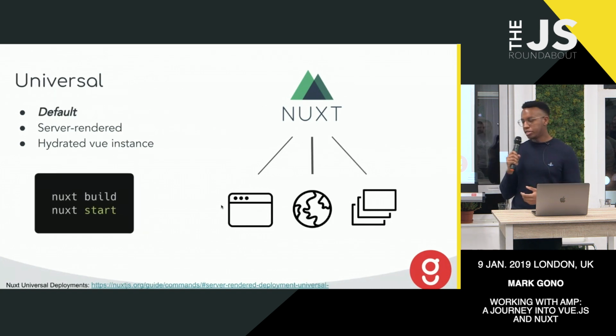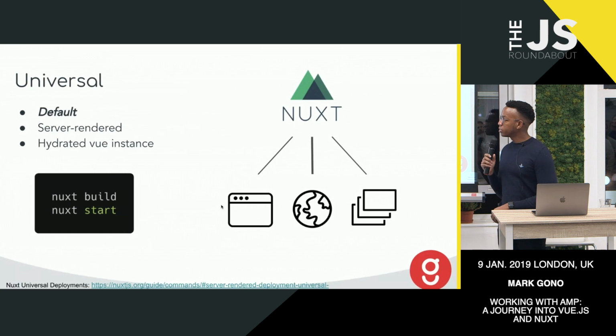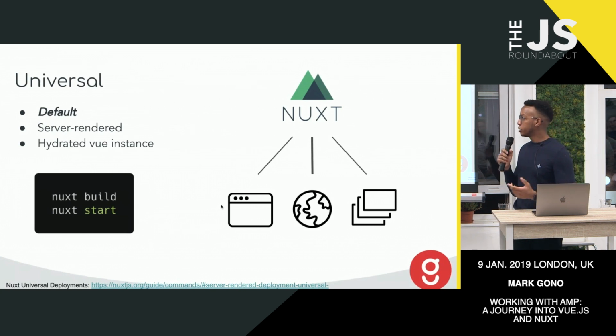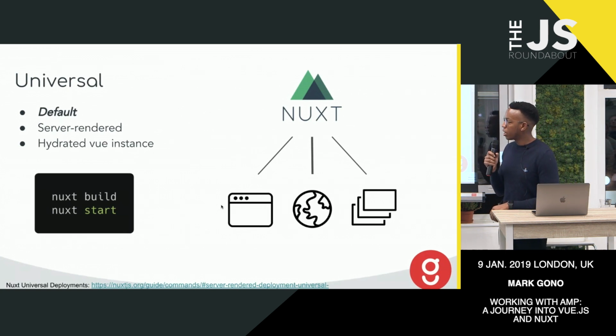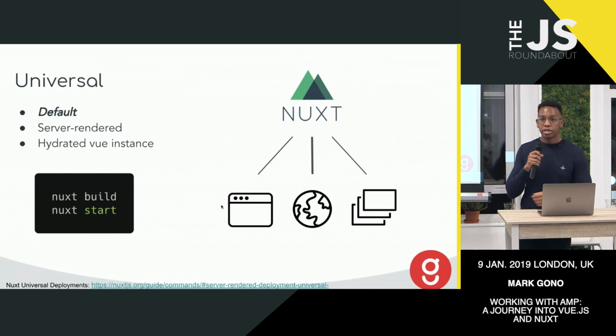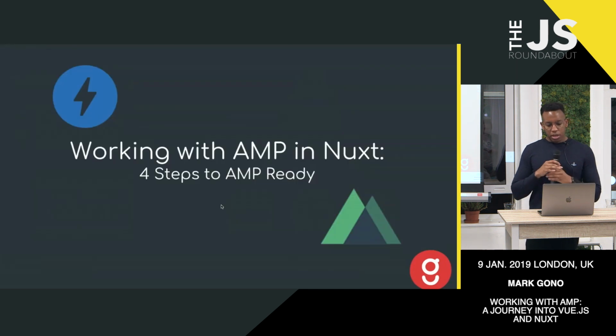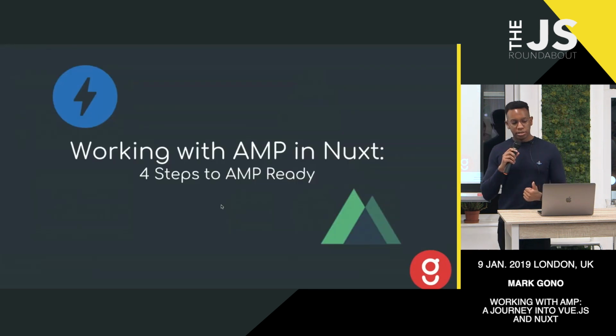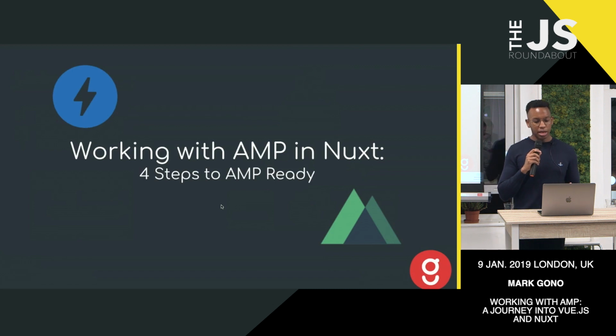And universal mode, this is the default mode of Nuxt. Essentially, it's just as we described, it's server rendered, and then it will hydrate the Vue instance. For this, you don't need to do anything. Just the general commands, nuxt build and nuxt start, will generate a universal app for you. Okay, so that's Nuxt, and we went through AMP before. So how do we get these 2 technologies to work together?